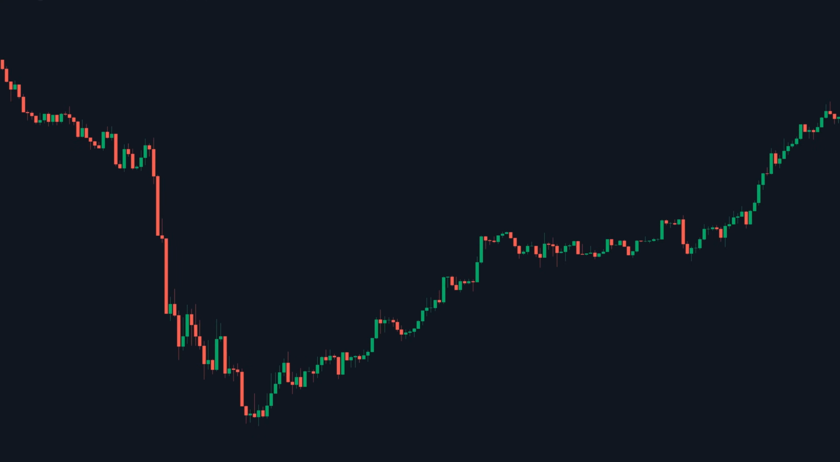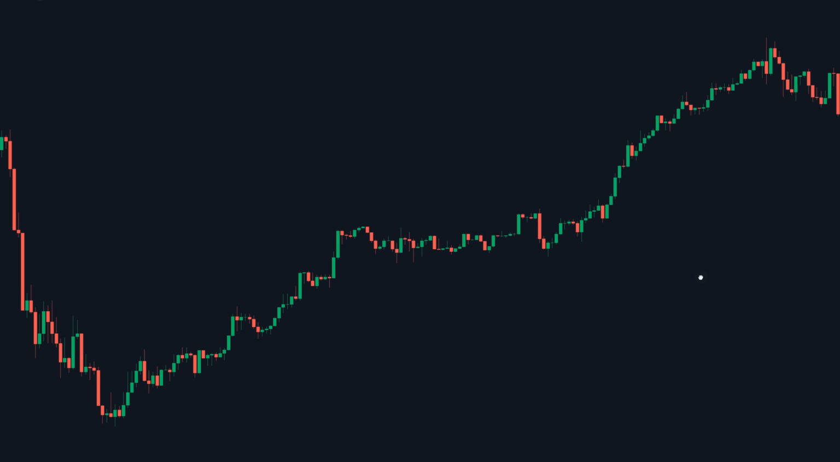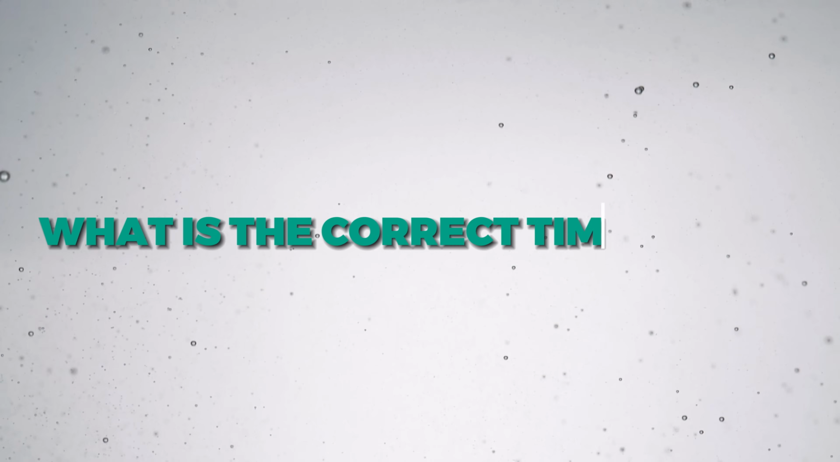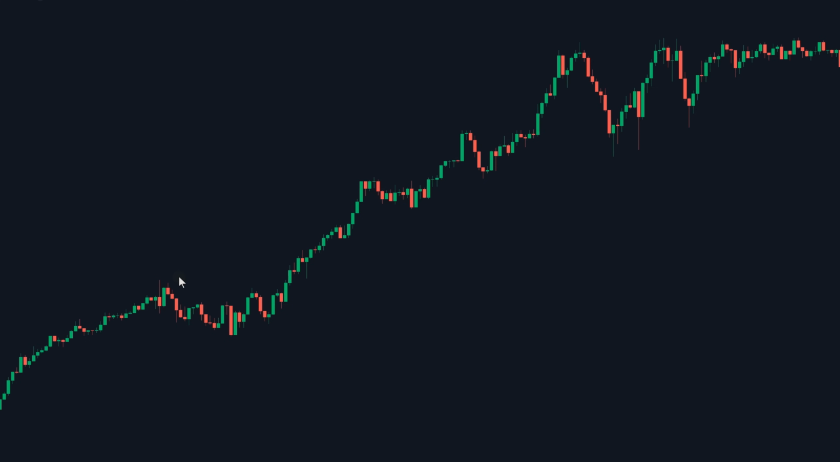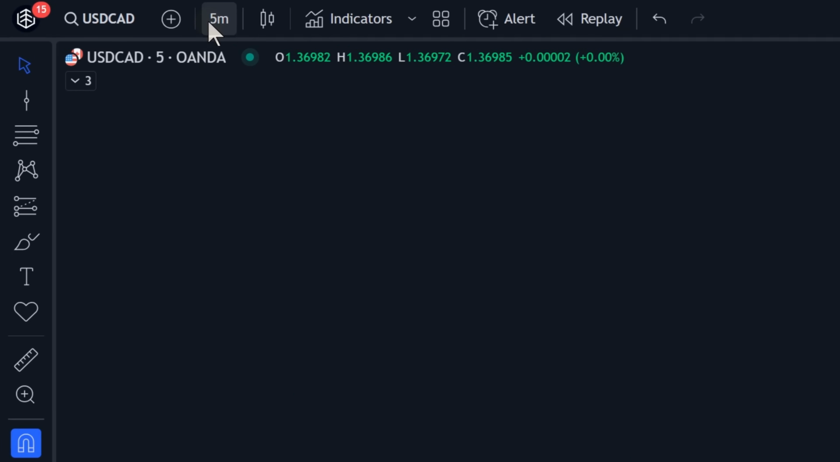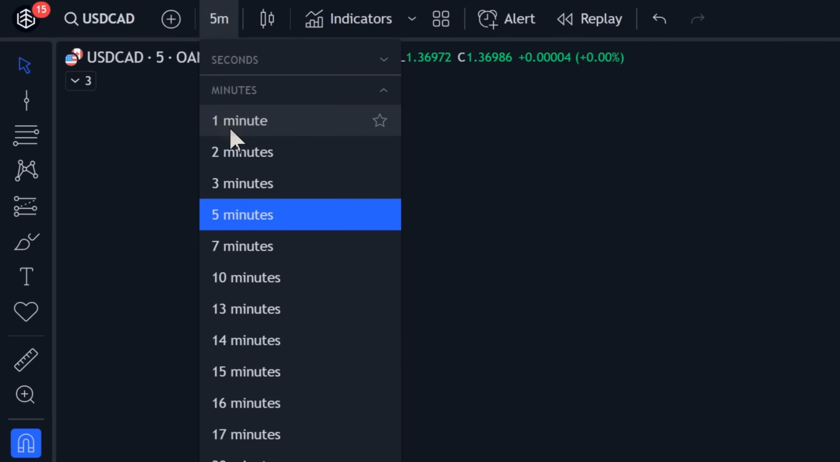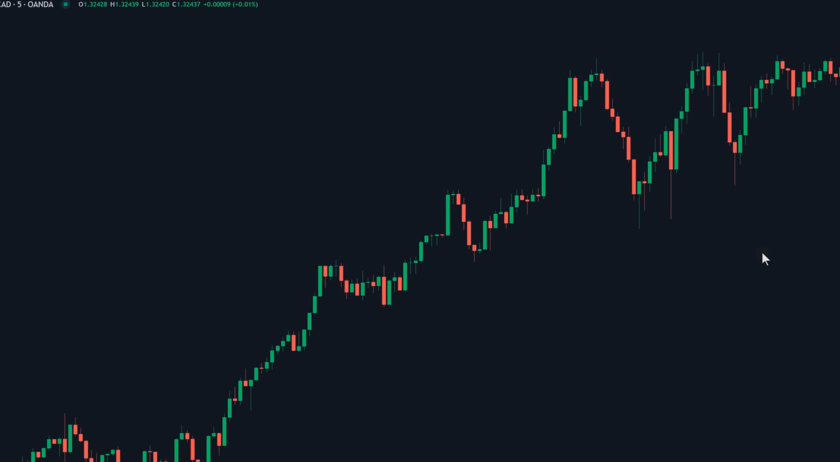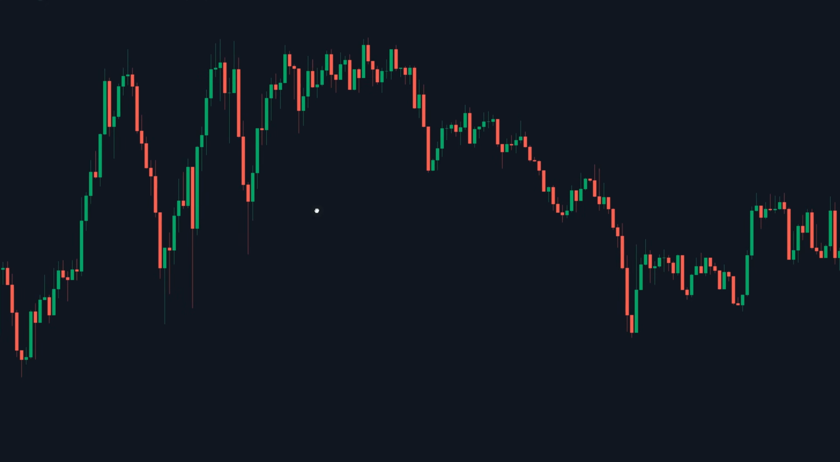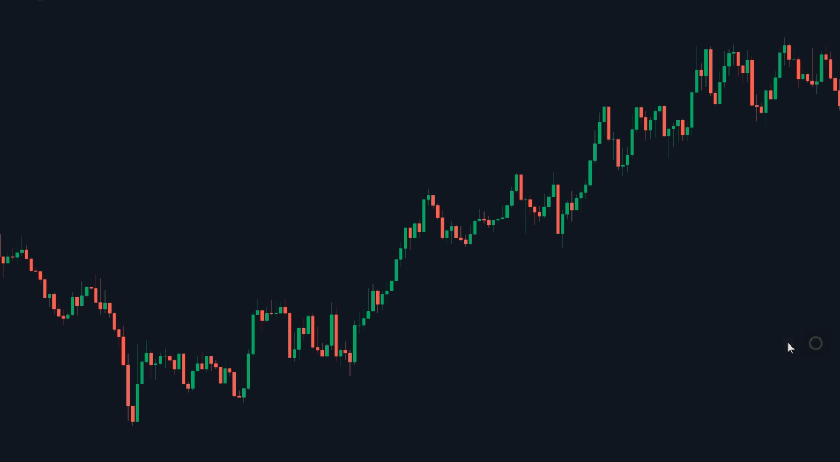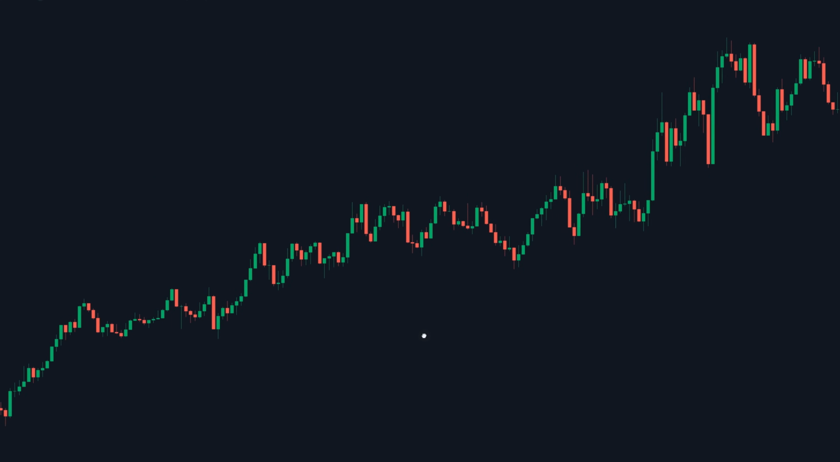Well, here they are. The first condition is setting your chart to the correct time frame. And what is the correct time frame, you may be thinking? Well, it's the 5-minute time frame. So be sure to set your time frame to 5 minutes. Condition number 2 is the trading session. We need to only take trades that happen within the first 1.5 hours of the New York session.